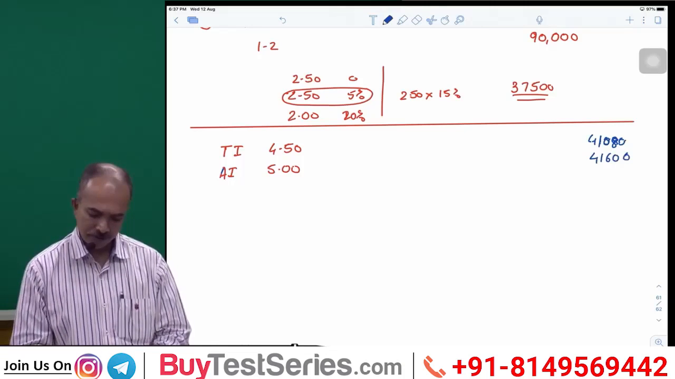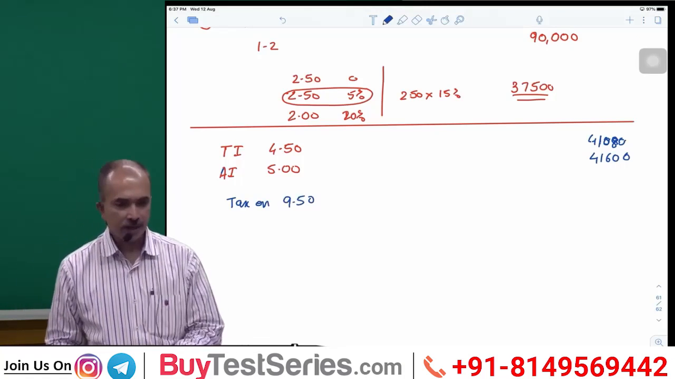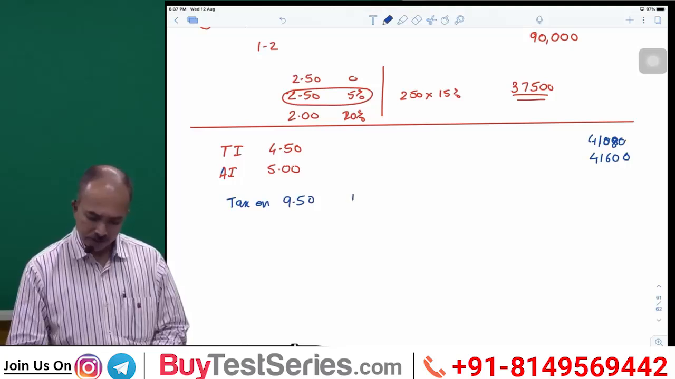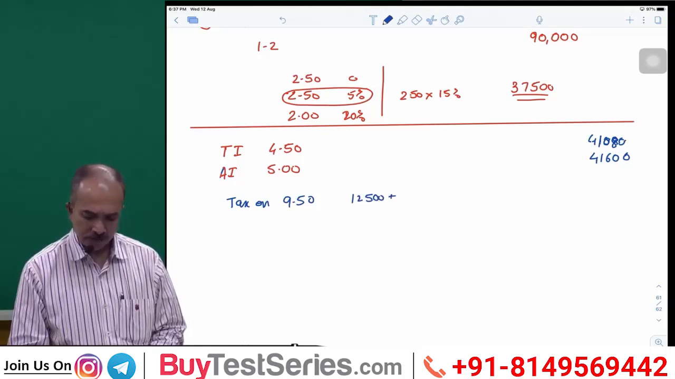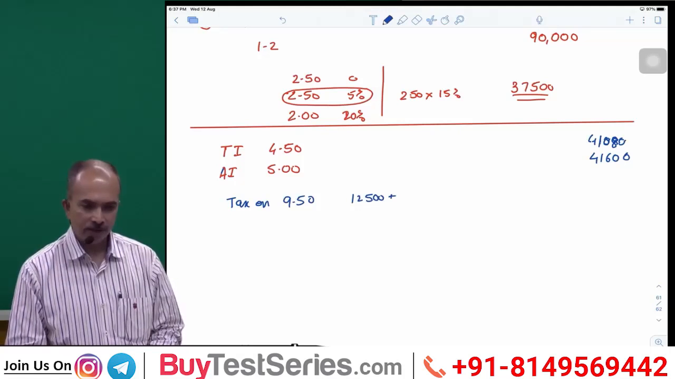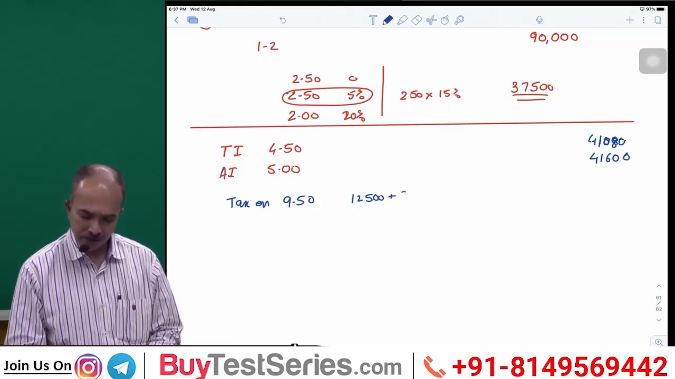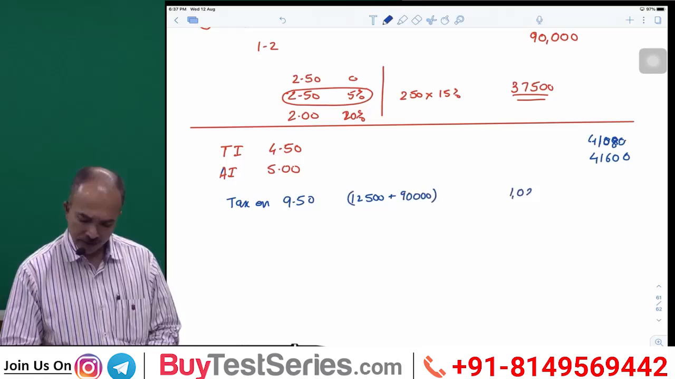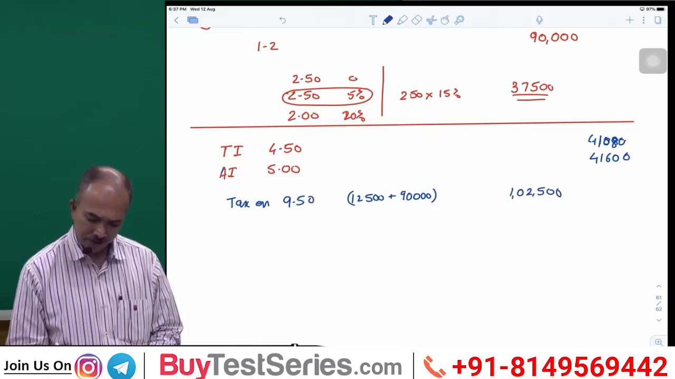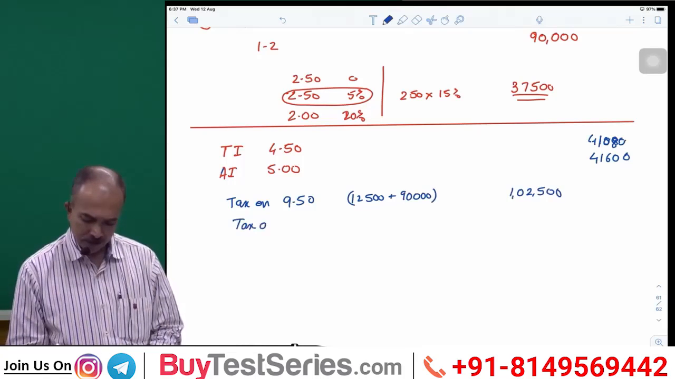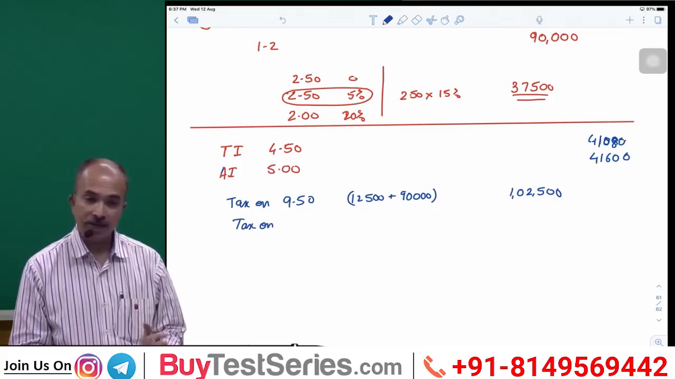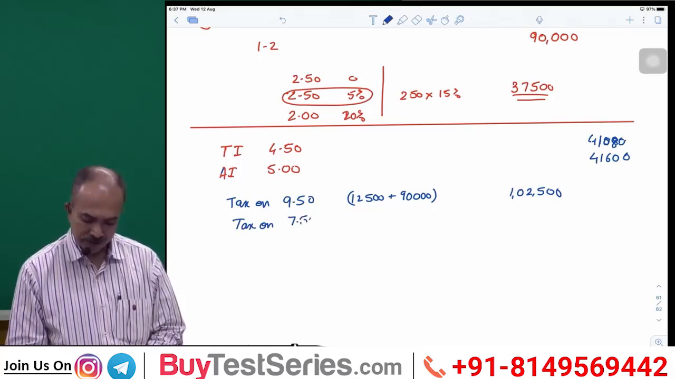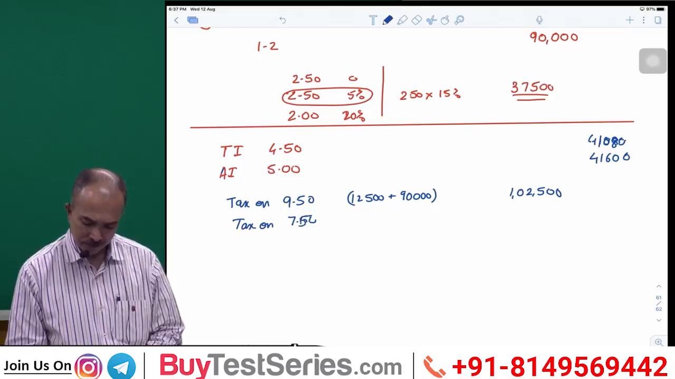Okay, let's see. Step 1, tax on 9.5 lakh total income plus agricultural income: on 5 lakh, 12,500. Remaining 4.5 lakh, how much will be the tax? 90,000, at 20%. So basic 1,02,500. Tax on basic exemption 2.5 lakh plus agriculture 5, that is 7.5 lakh.